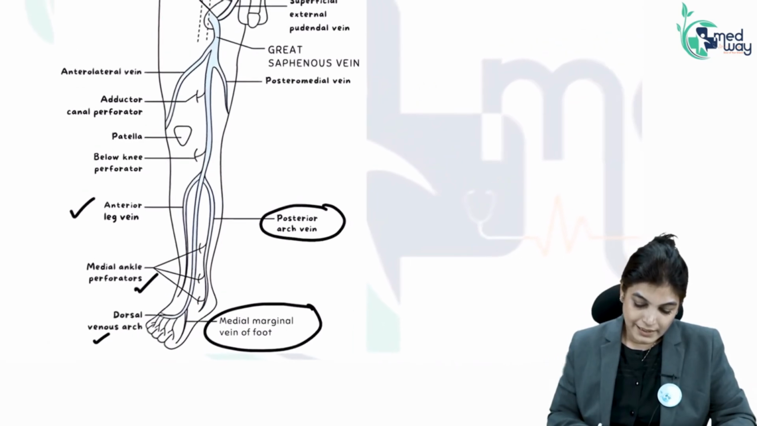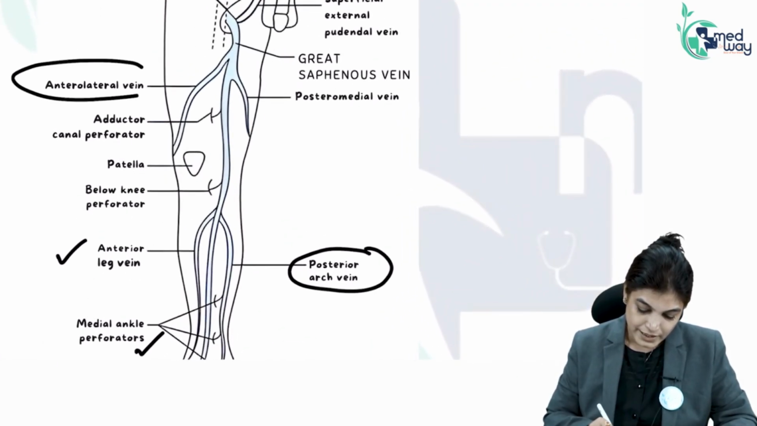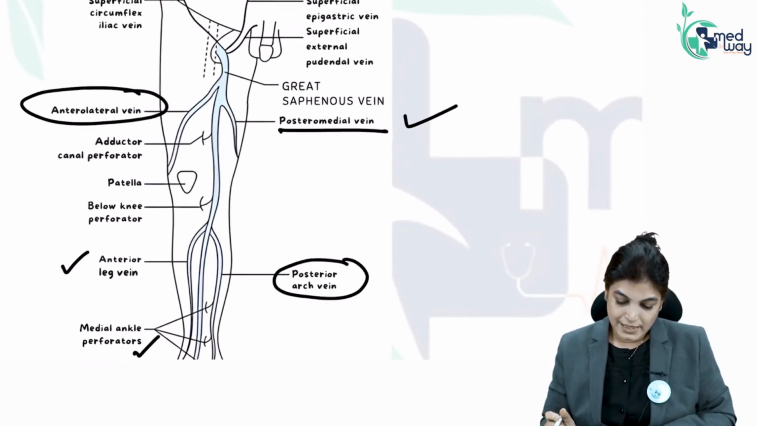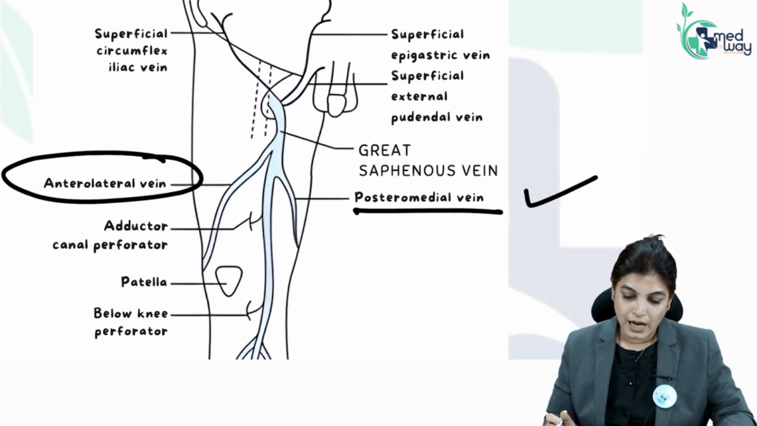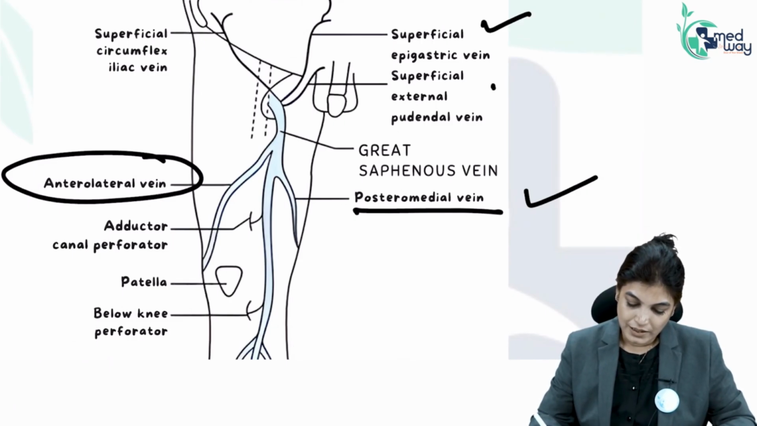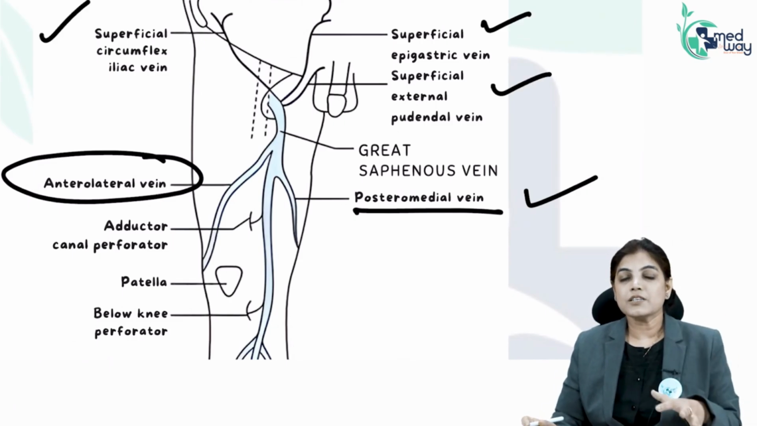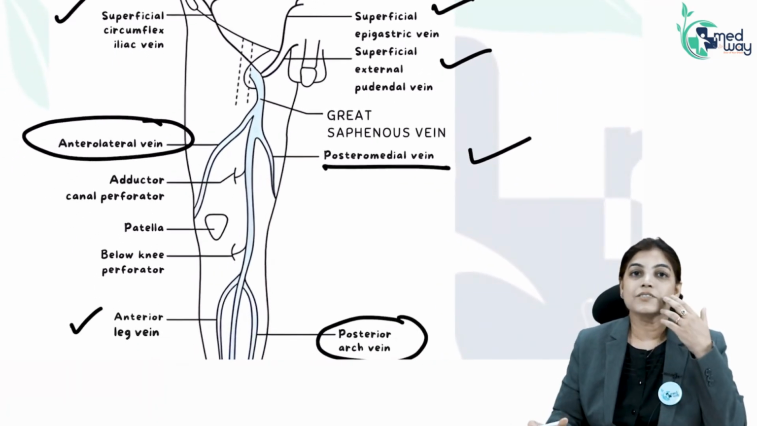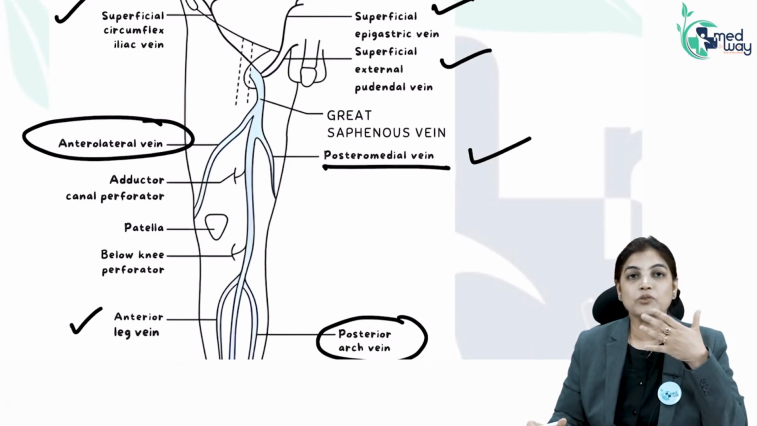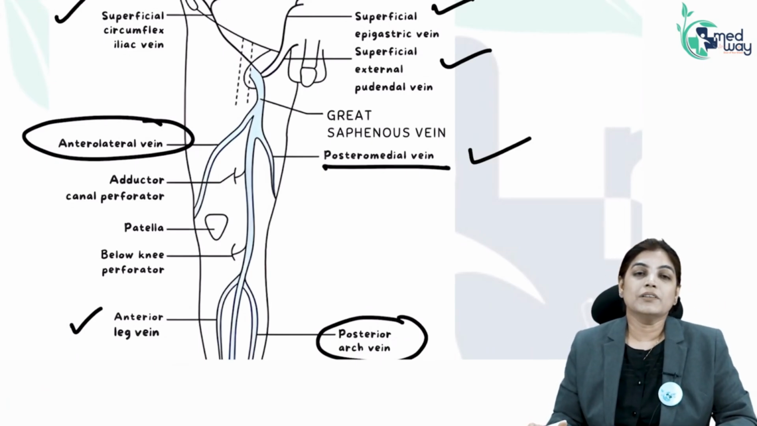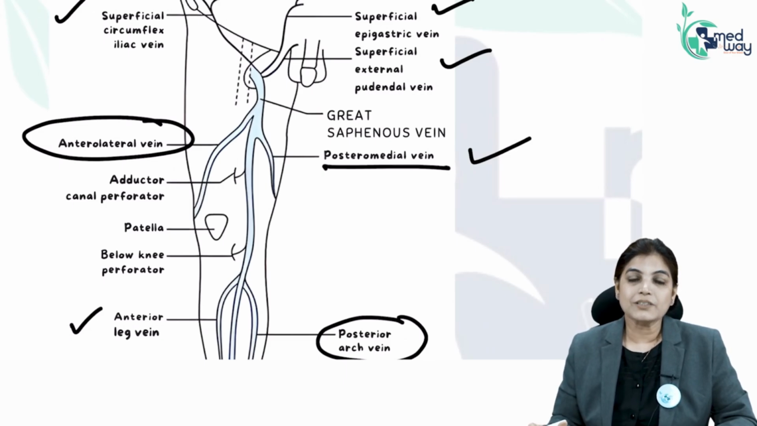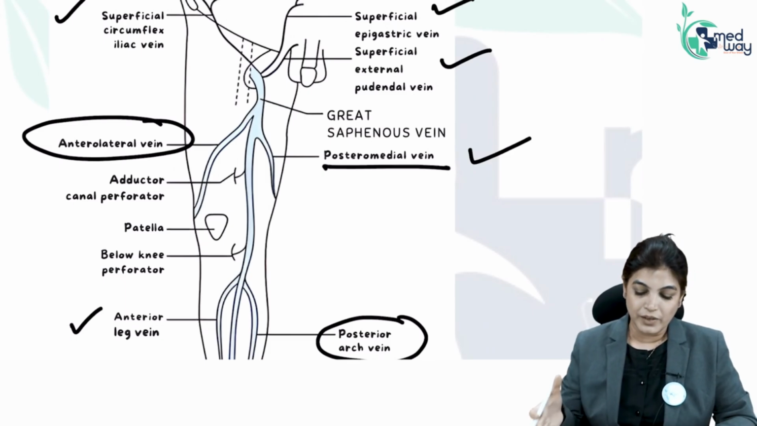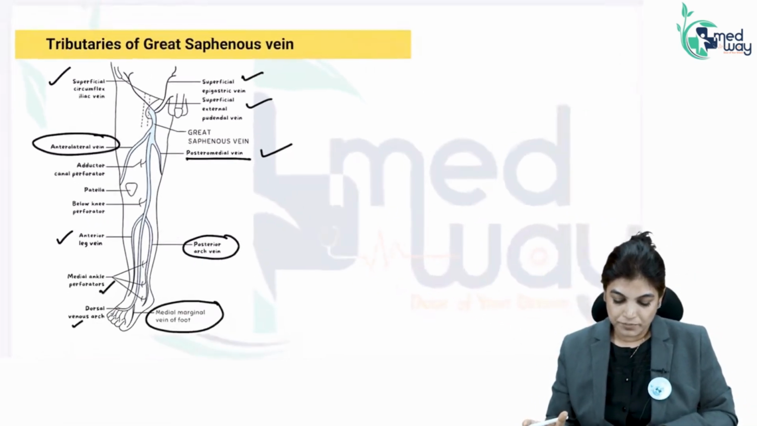Other than that, in the thigh, we have got posteromedial vein and anterolateral vein. Posteromedial vein is also called as the accessory saphenous vein, and just before piercing the cribriform fascia, it is giving the three superficial veins. As you can see, the names are superficial circumflex iliac, superficial epigastric, superficial external pudendal. They are running along with the superficial branches of femoral artery, and just before the termination in the femoral vein, it gives deep external pudendal vein. So write down the tributary.